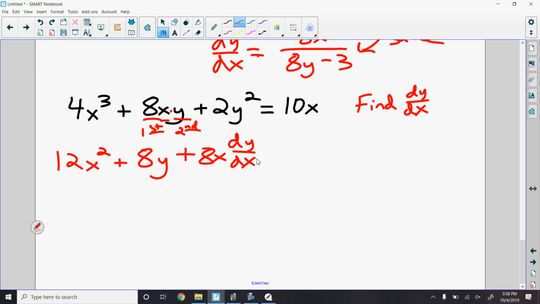Okay? But now I need to continue to do the derivative for the rest of the terms. The derivative of 2y squared would be 4y dy dx. Again, don't forget, anytime we do the derivative of y, we need to multiply by dy dx. Equals the derivative of 10x, which is 10. Okay. And again, I want to isolate dy dx, so I'm going to subtract away the 12x squared and the 8y.